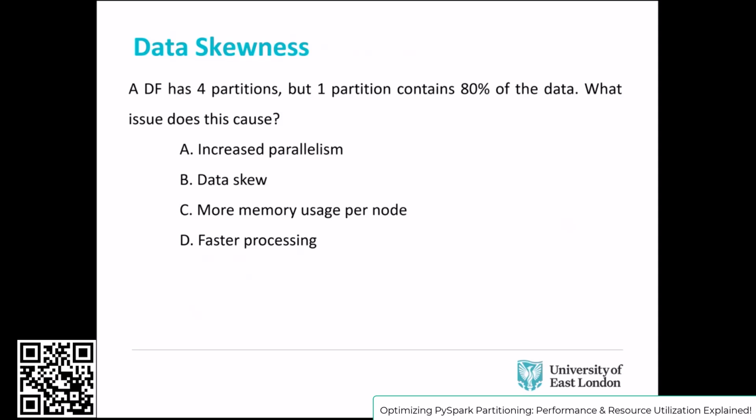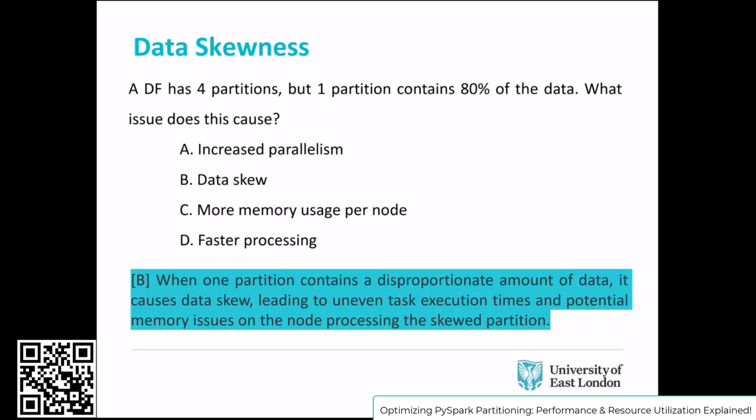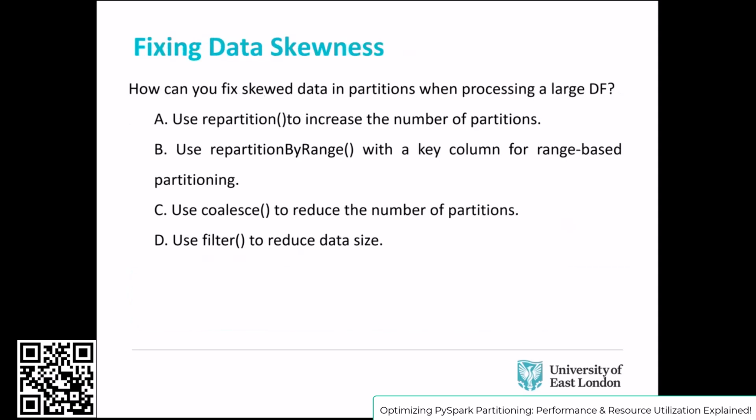So the data frame has 4 partitions, but 1 partition contains 80% of data. So of course, data skewness. Agree? Yeah, data skewness. Okay, how can you fix skewed data in partitions when processing a large data frame? Which one? B, perfect. We discussed this. If you face skewness, we need to go with B, repartition by range. So guys, repartition by range and repartition are all in your tutorial. I recorded a video.